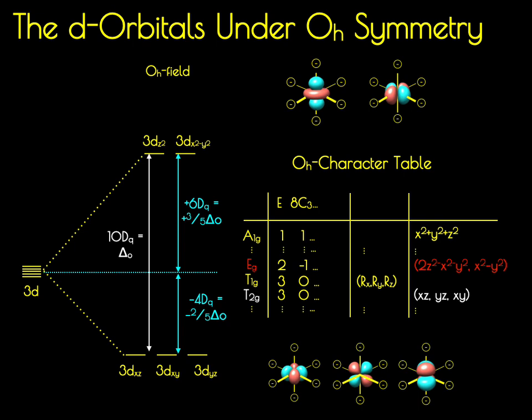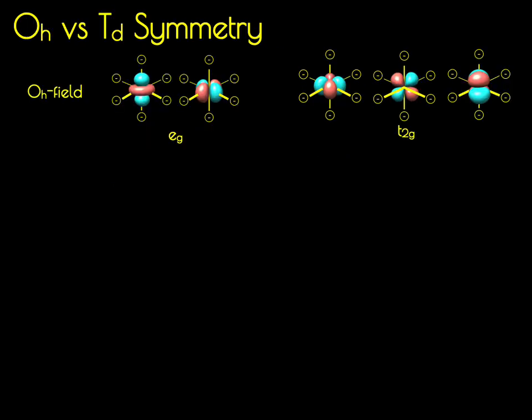Because of this, we can label those two highest energy sets of orbitals the EG set, and the lower energy set, the T2G set. So we have the EG orbitals that go up in energy by 6dq, and the T2G that go down in energy by 4dq. We're now going to employ the same analysis to a molecule contained in TD symmetry.